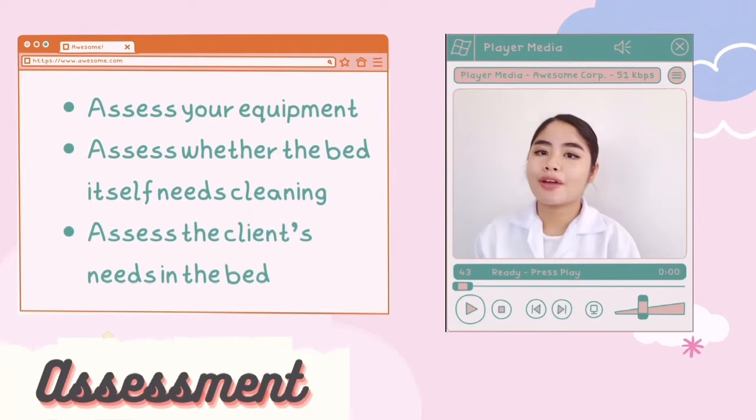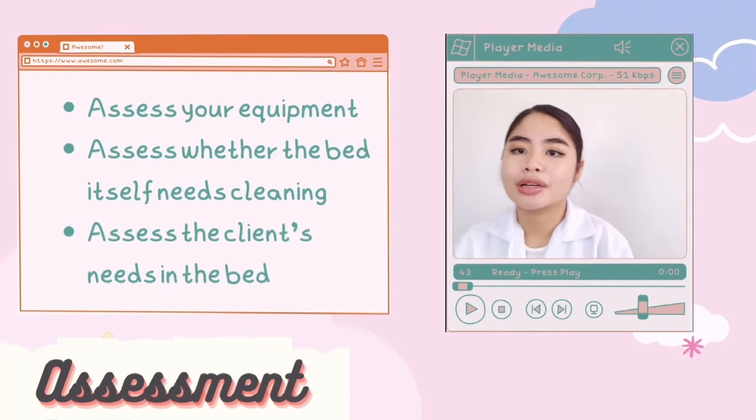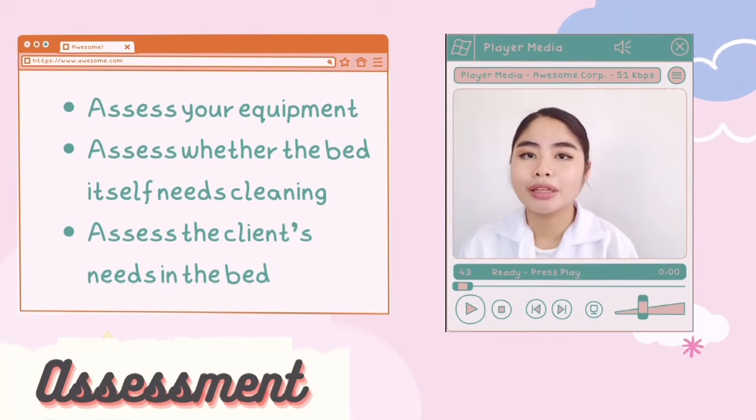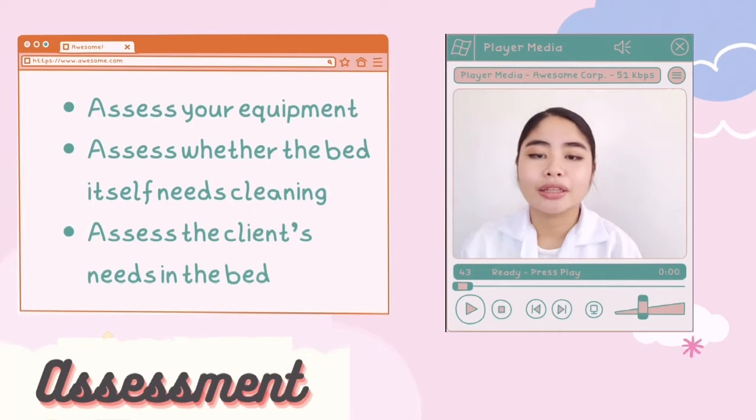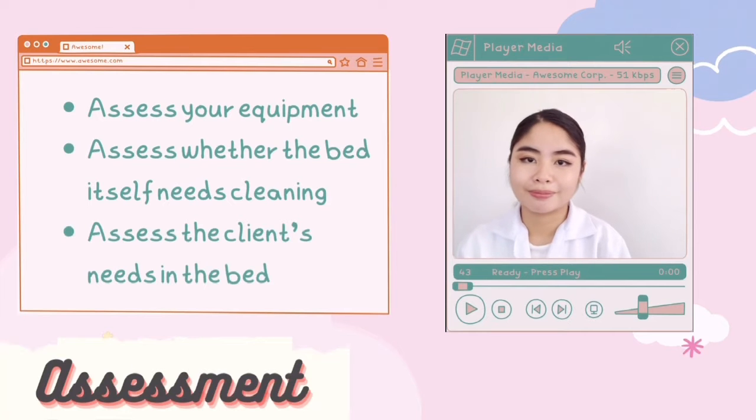Fourth, you're going to have to assess the client's ability to assist with the procedure, including their mobility, their mental status, and their muscle strength. This determines whether assistance will be needed to change the client's linens.